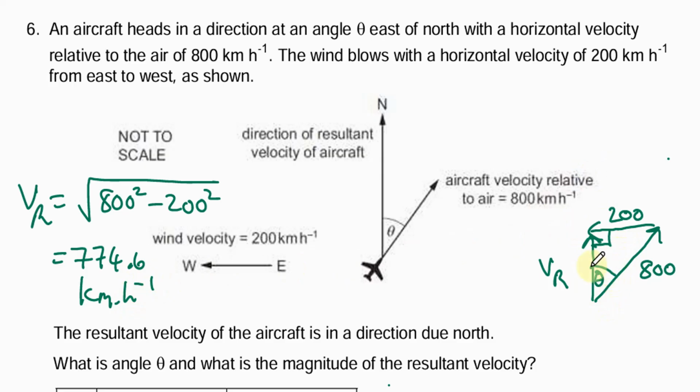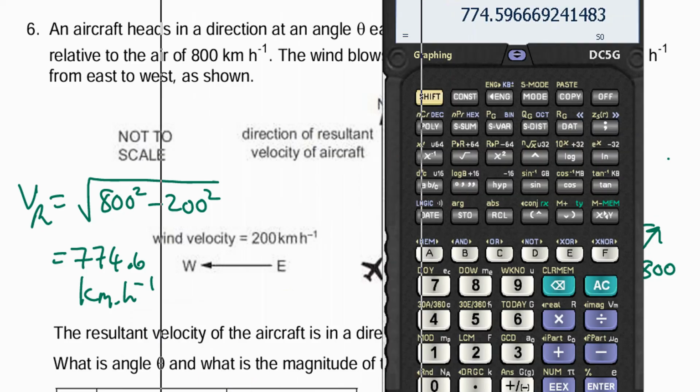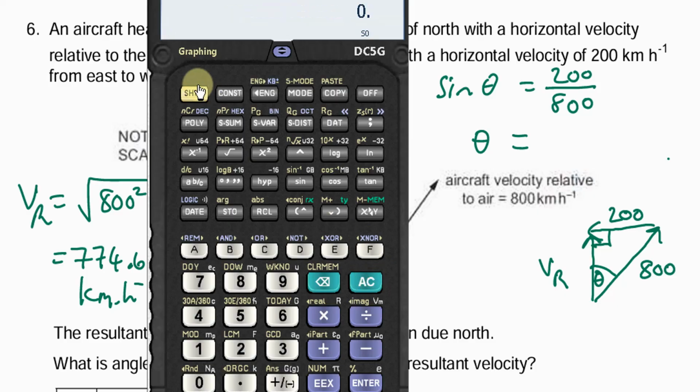Now we can find theta here. So the sine of theta will be opposite over hypotenuse, so 200 over 800. And we can find theta. So shift sine of 200 divided by 800.